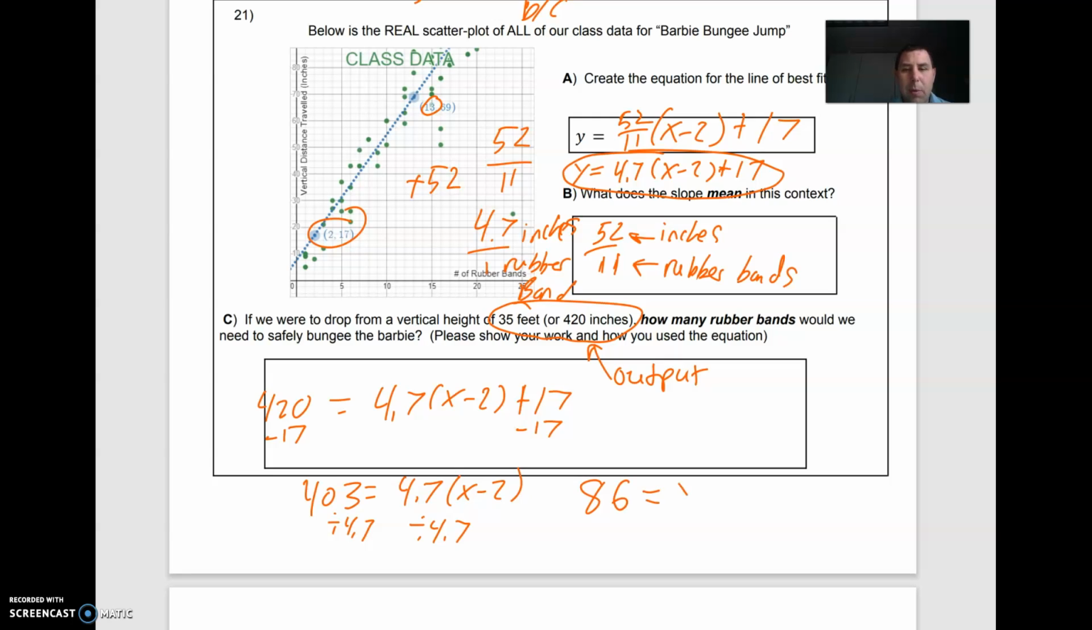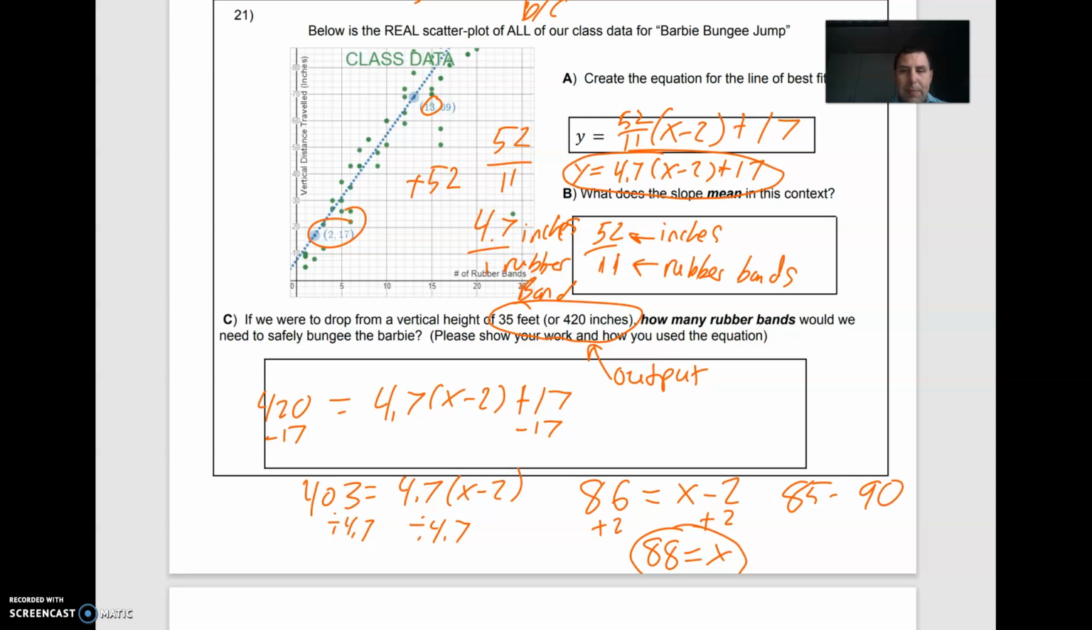And then we would still have the x minus 2. I would add the 2 and get an answer of about 88 rubber bands. So if you gave an answer somewhere around 88, that would be acceptable. When I say around, I'm talking somewhere between like 85 to 89 range, or even to 90.